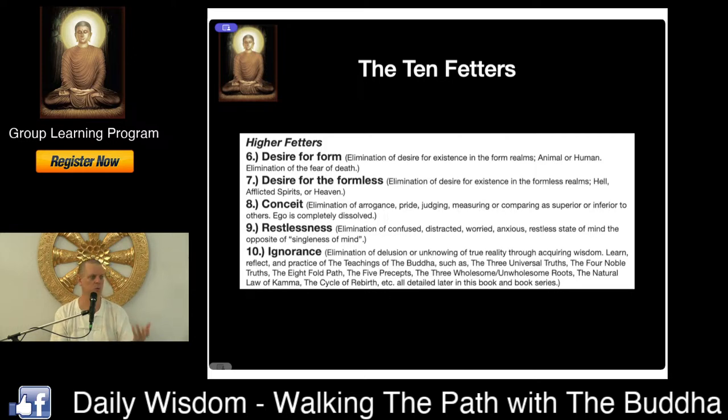The form realms are the animal realm or the human realm. If you have a desire, if you're longing, yearning, if you're holding on to this existence in the human realm, or you have the same thing for the animal realm.